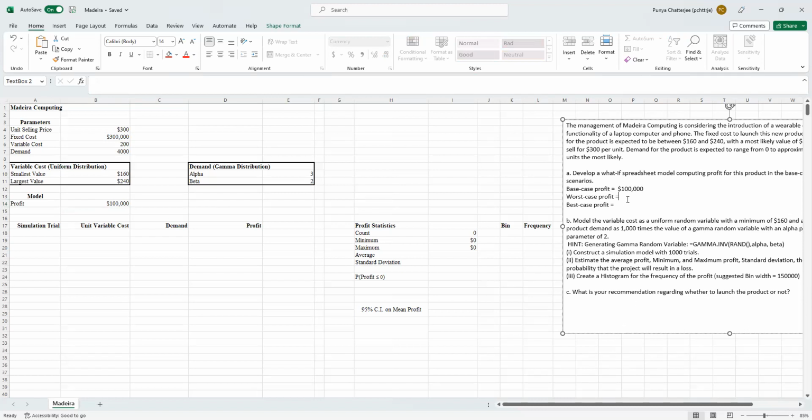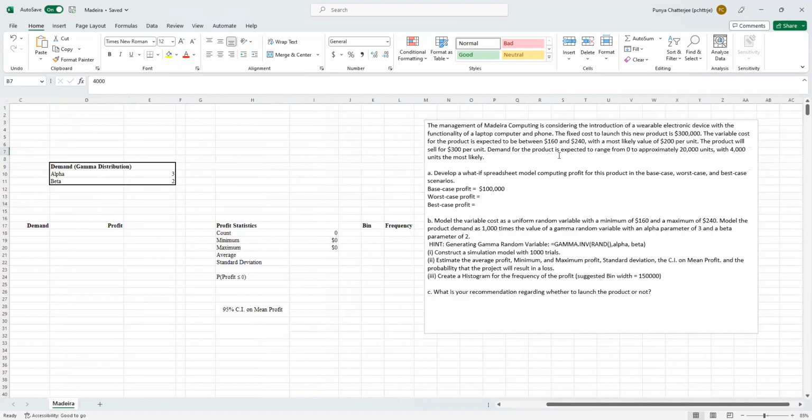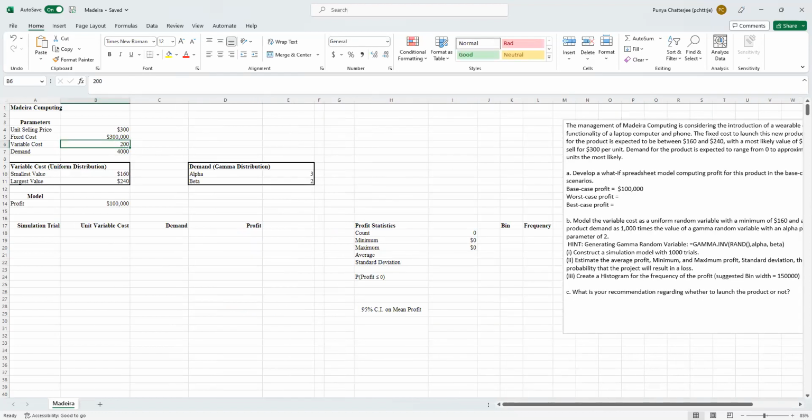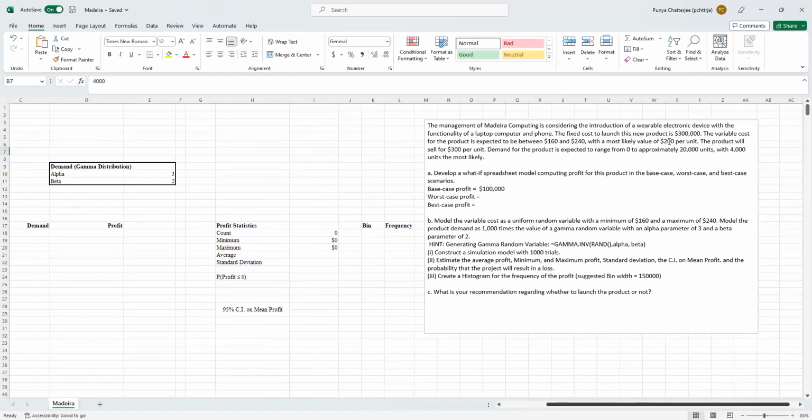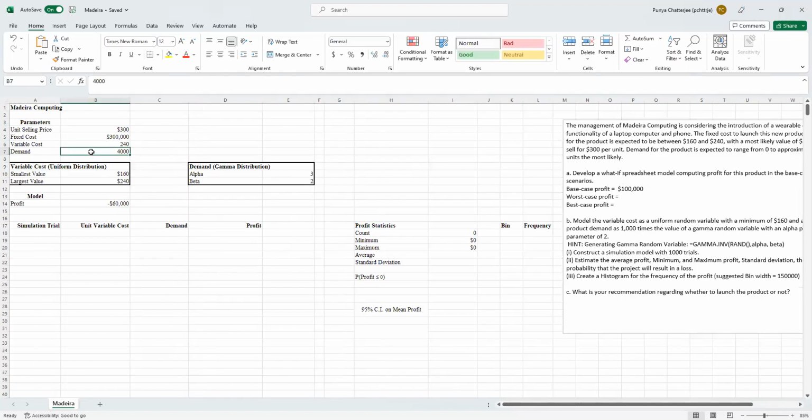Now coming to the worst case. Again, we are just going to change the random inputs because the deterministic inputs are for sure. So for the variable cost, the worst case is going to be $240 per unit, because it can range from 160 to 240. So that's what I'm going to put here. And then for demand, the worst demand is going to be 0. So the worst case that can happen is I don't have any demand for the product. I'm just going to put 0 right here. And that gives us the worst case profit, which, of course, is a loss, negative $300,000.